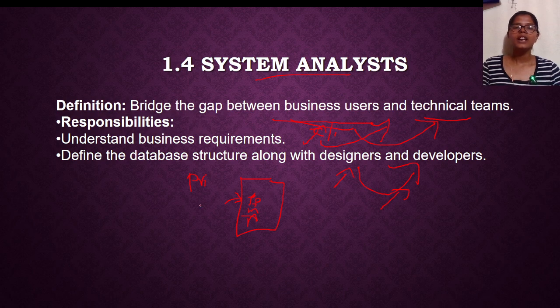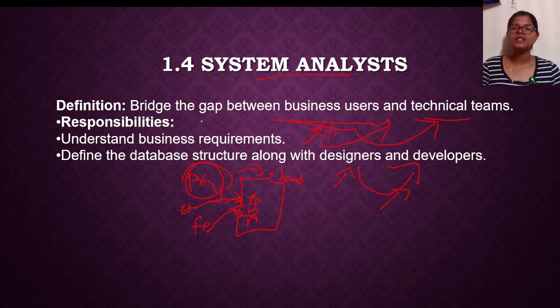So, the principal's requirement is: if the user is a student, they can access their own details. If the user is a teacher, they can access the entire class details. That is the principal's requirement. So he is the client. It is a client requirement.